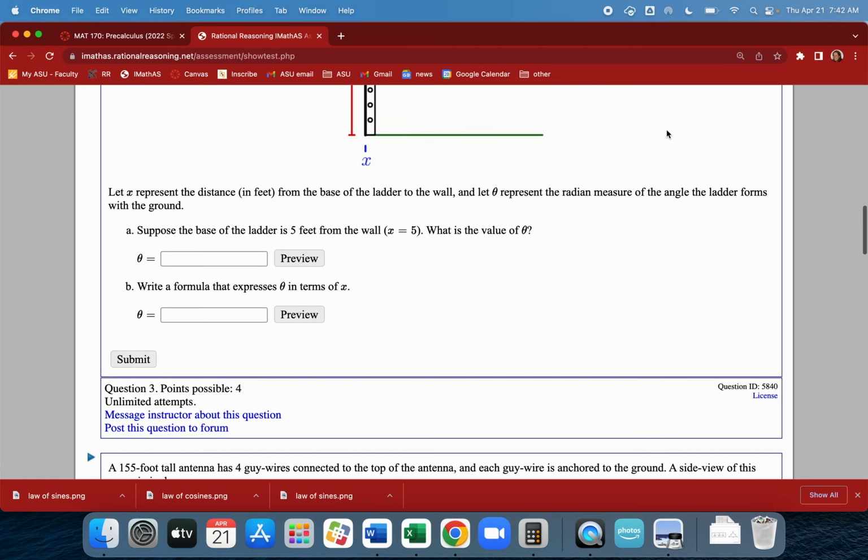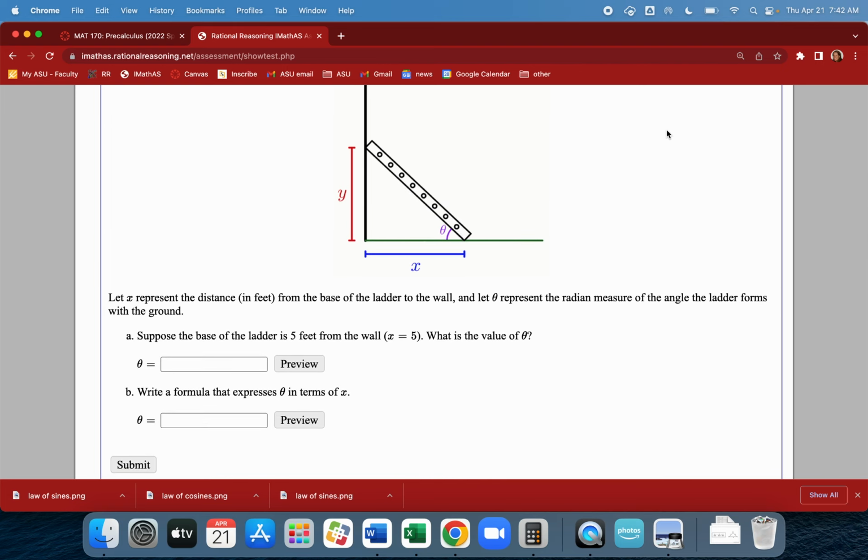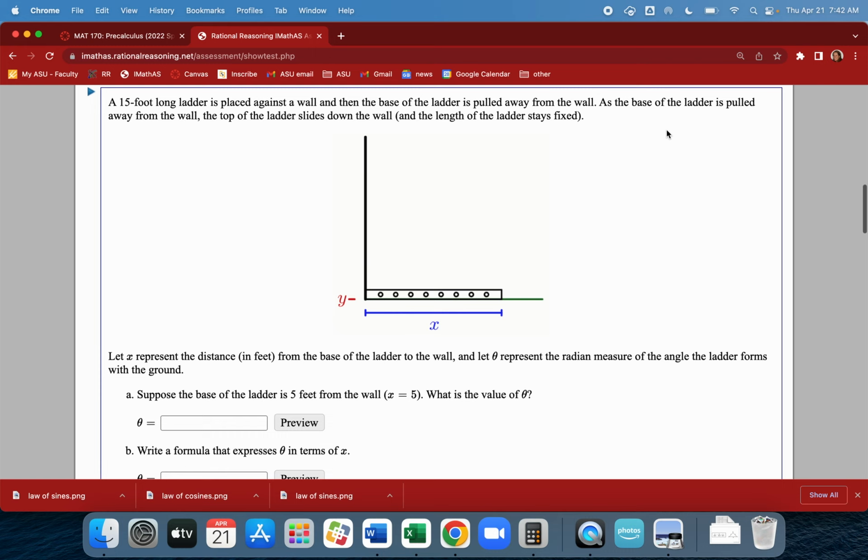All these give the angles. I must be thinking of another assignment. All right, well, this one we're solving for angles.